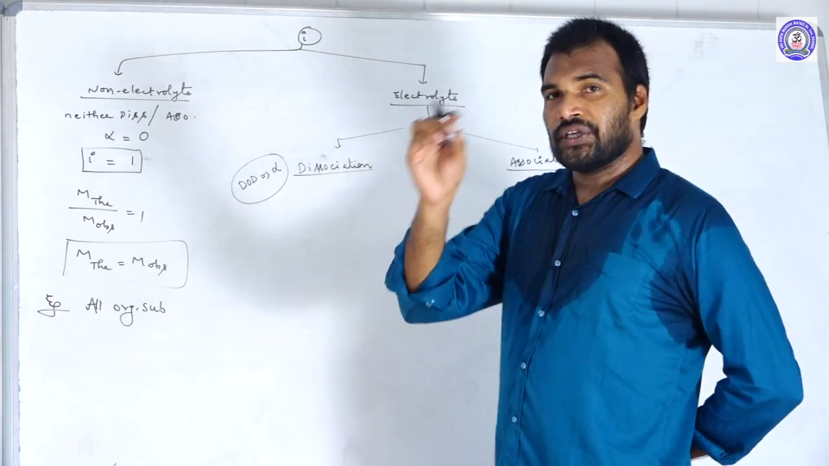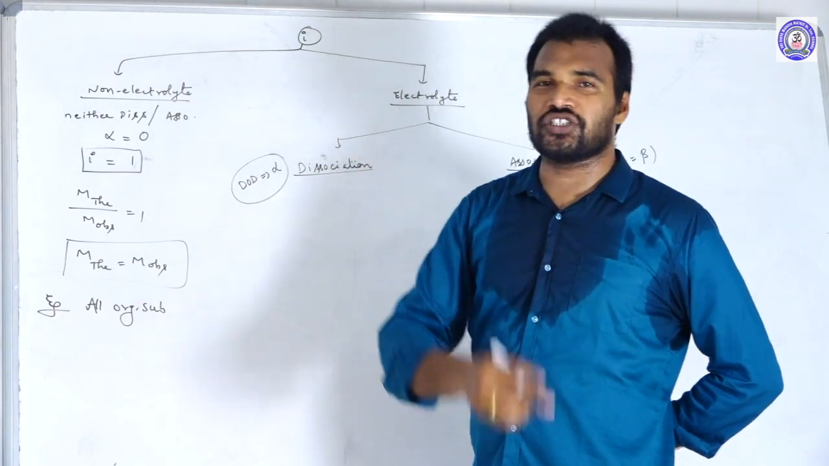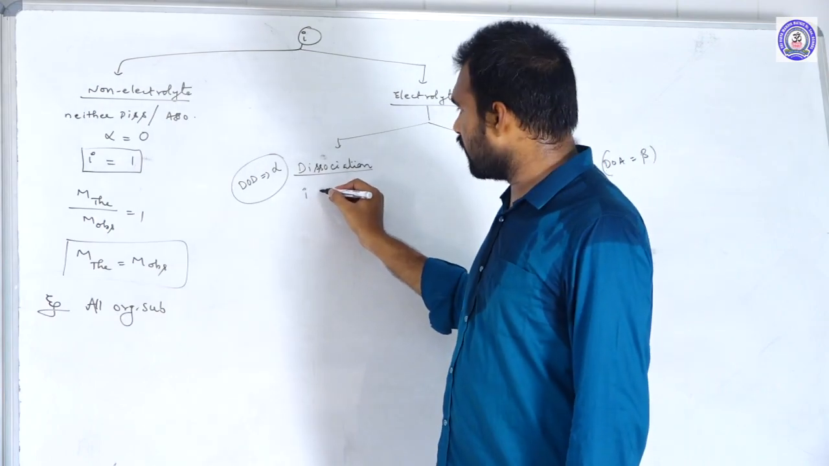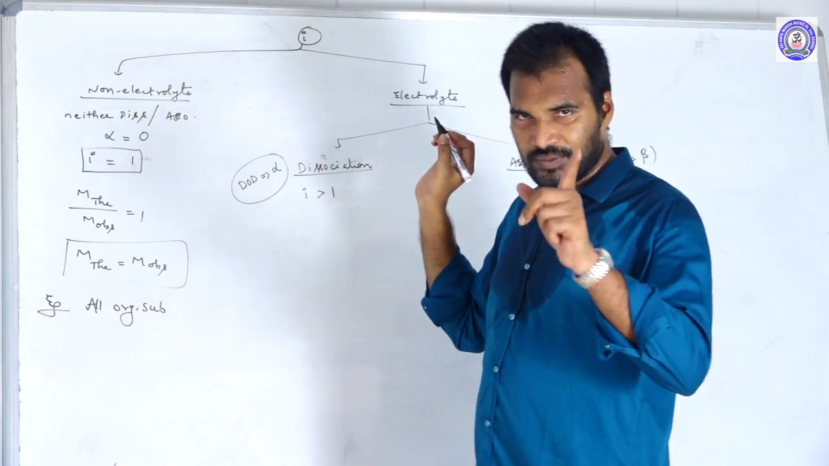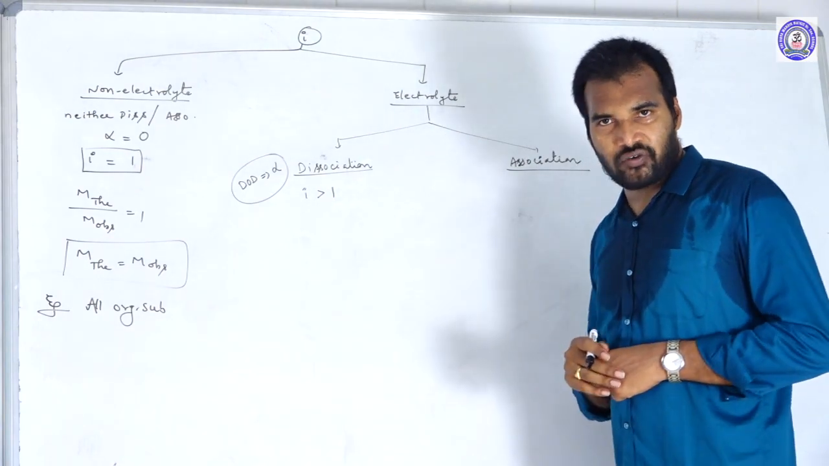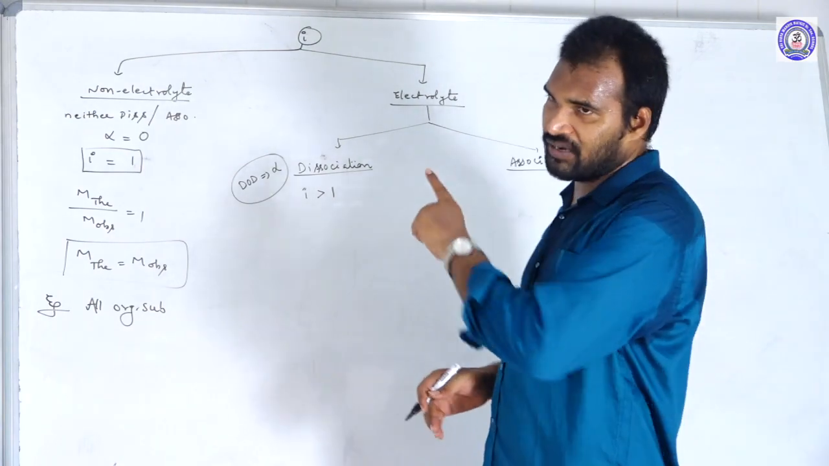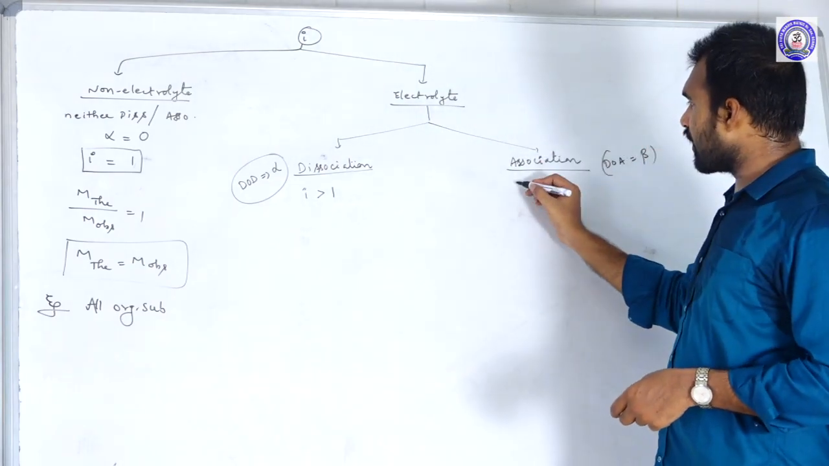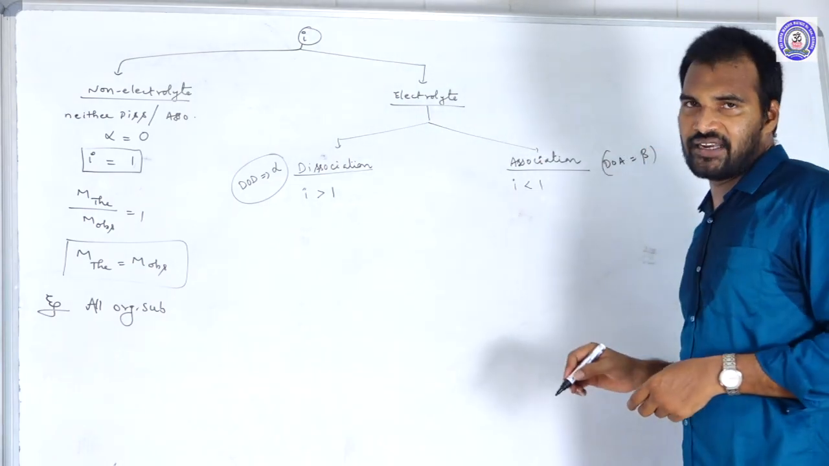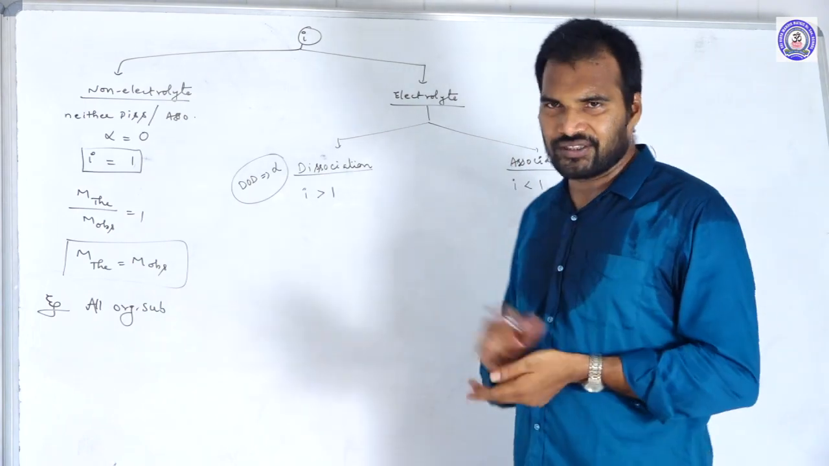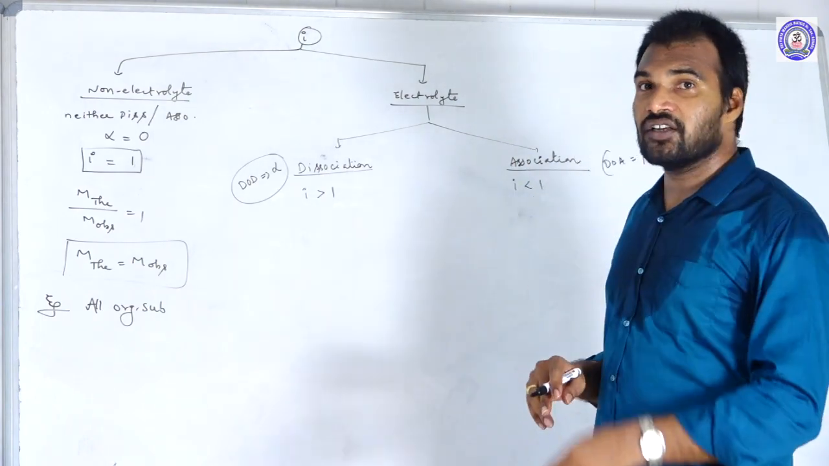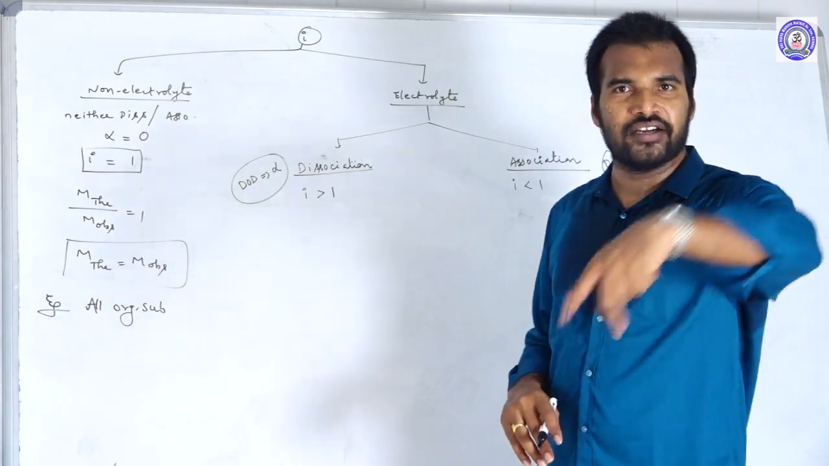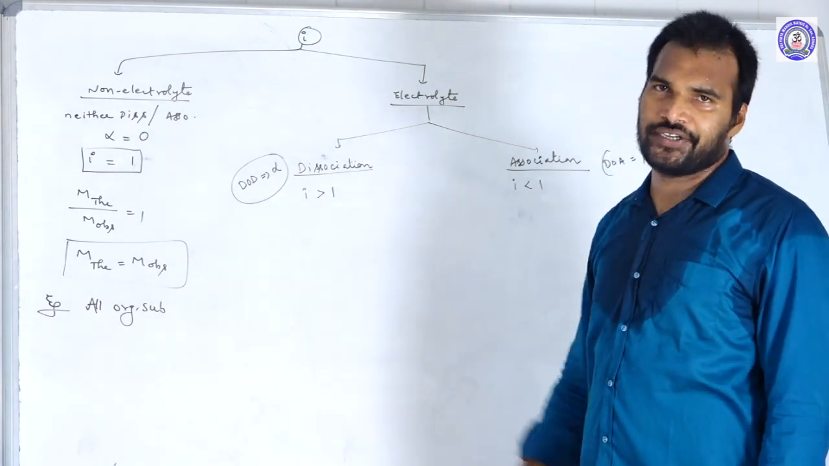If the substance is undergoing dissociation, the i value is always greater than 1. Remember that. We will discuss why the i value is always greater than 1 for dissociation. If they undergo association, the i value is less than 1. So simply by following this, based upon the i value we can decide: if i is equal to 1, non-electrolytes; greater than 1, dissociated; less than 1, associated.